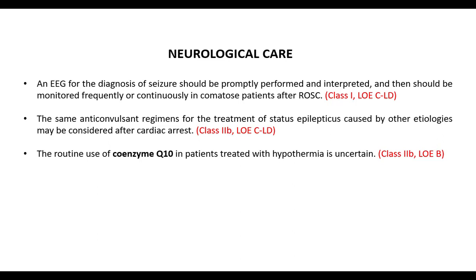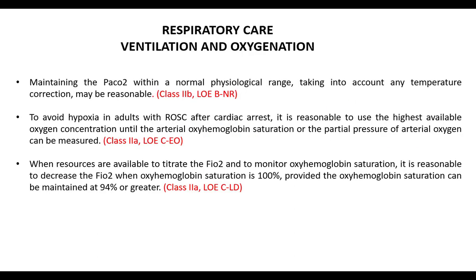Now, the routine use of coenzyme Q10, which is usually a drug used in the United States, not available in India, its role is uncertain. We do not know. What about respiratory care? For ventilation and oxygenation, they say that PCO2 has to be maintained within normocarbia, 35 to 45. That is a physiological range and that carries a class 2B recommendation. Again, I say there is no randomized controlled trial, the level of evidence is low.